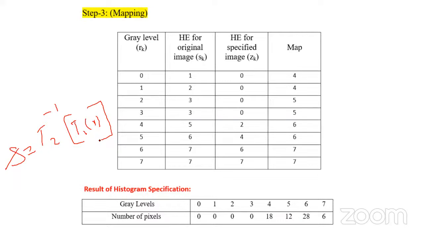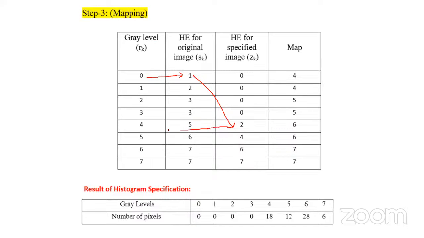So what does it mean? I'll explain. Here you can see 0 is mapped to 1 in the histogram equalization of the original image. Next, we have to see whether 1 is available in the histogram equalization of the specified image. No. If 1 is not available, we take the next value. What is the next value here? 2. So the next value is 2, and through T2 inverse, this is mapped to 4. So wherever 0, we have to replace it by 4. That is the meaning: 0 is replaced by 4.